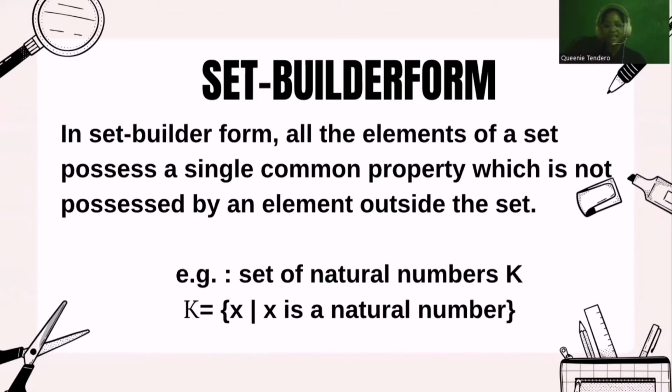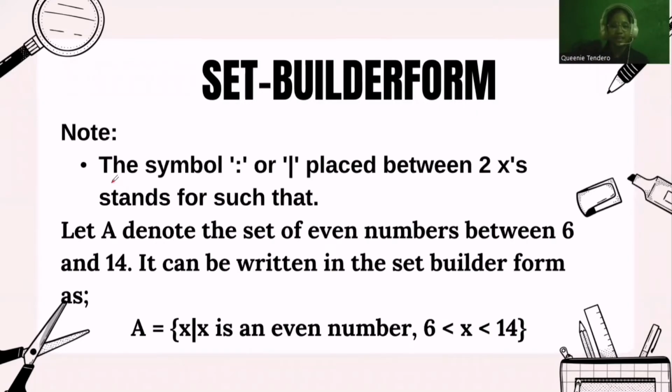Thank you, Ms. Talatala. So all the elements of a set possess a single common property which is not possessed by an element outside the set. As you can see in our example, we have the set of natural numbers K. K contains x such that x is a natural number. Take note that the symbol, a colon or a line placed between two x's, stands for "such that."